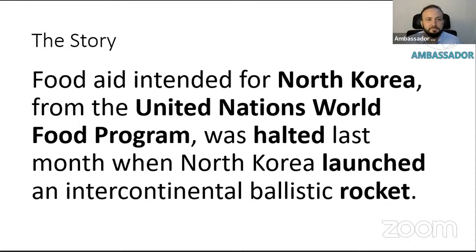Yes, the story, food aid intended for North Korea, from the United Nations World Food Program, was halted last month when North Korea launched an intercontinental ballistic rocket.